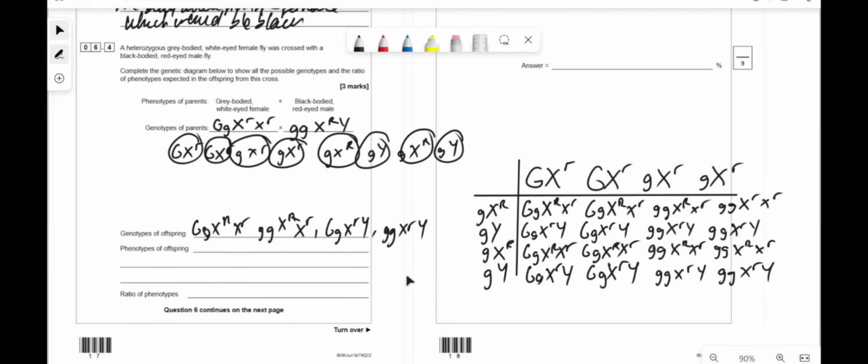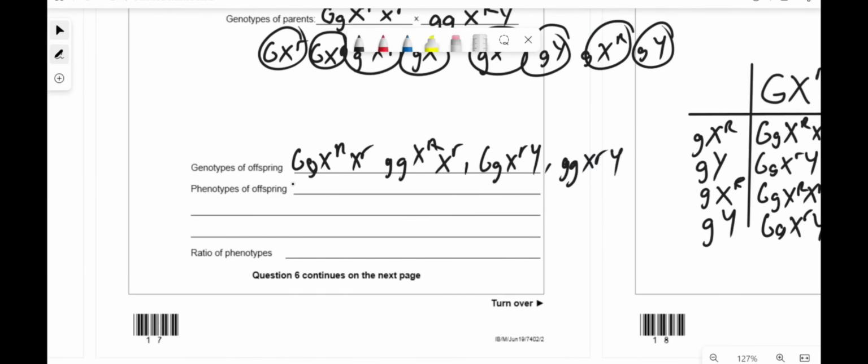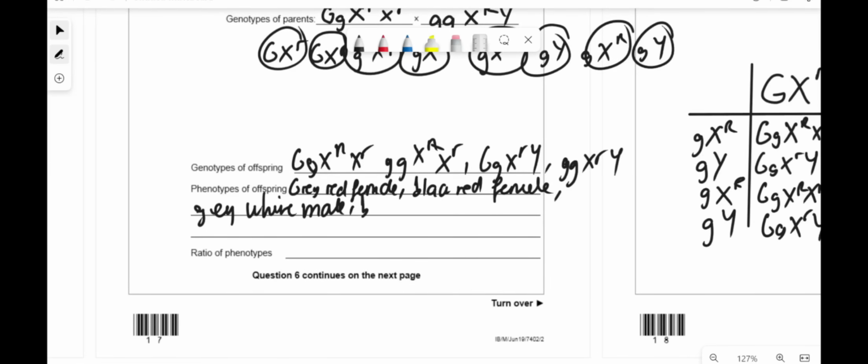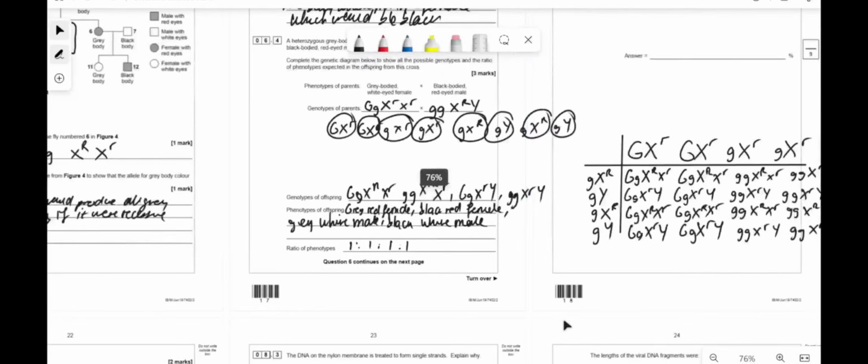And the phenotypes, I'm just going to write this short as gray, red, female. We've got black, red, female. We're talking about eyes and body here, but I'm just doing it for the sake of time. Gray, white, male, and then black, white, male. And then all you've got to do is count them all up, whichever ones match a different phenotype, and the ratio should be 1 to 1 to 1 to 1. You can count that in your own time. Just for the sake of time, I'm not going to bother doing that.